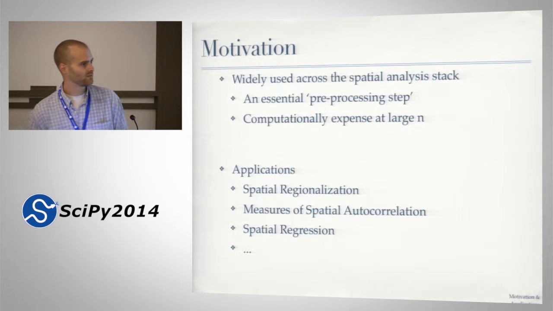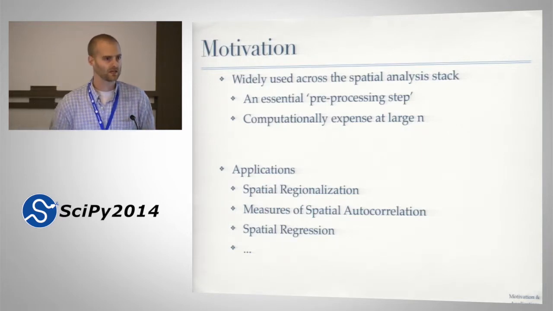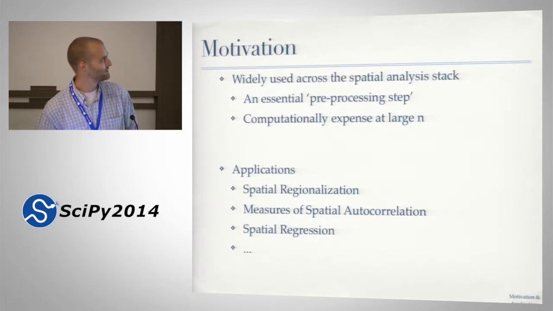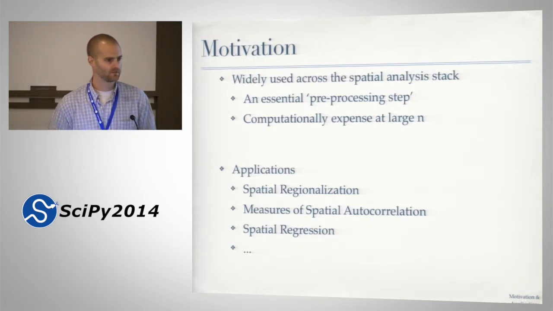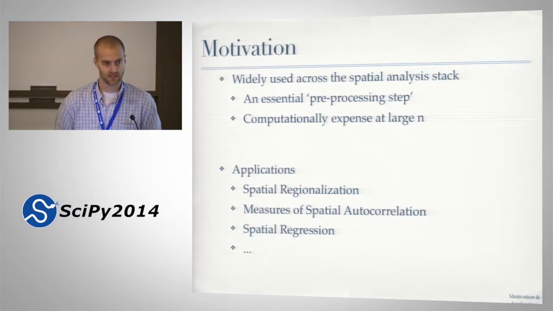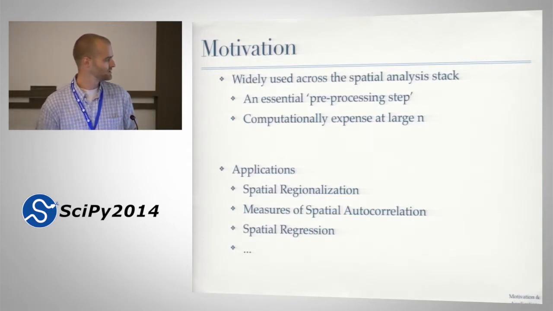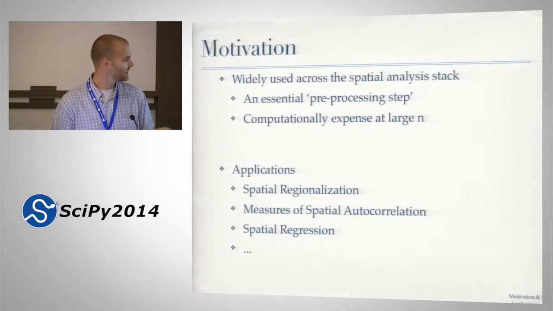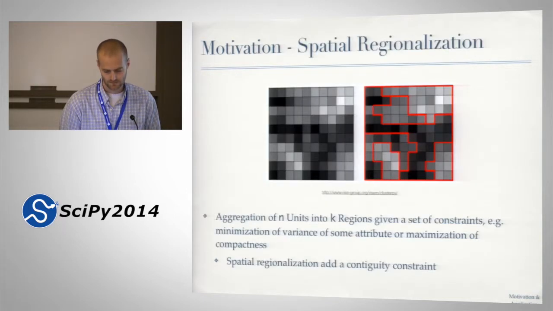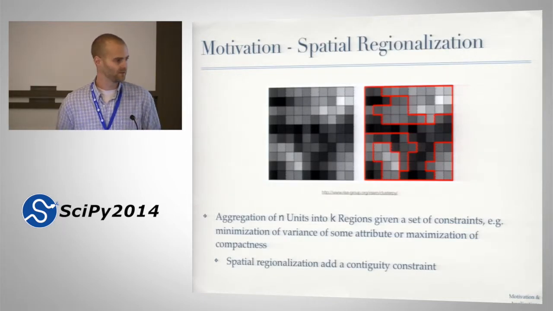So what's the motivation behind this work that we've been doing? It's an essential pre-processing step, as I said, for a bunch of different algorithms. We'll talk about those at the bottom of the slide. And then it's computationally expensive once we get to a large enough study area. And so it can become prohibitive to generate these. We use these in spatial regionalization algorithms, measures of spatial autocorrelation, and spatial regression, which are probably three really common ones, and there are some others. So I just want to talk briefly about what those are.